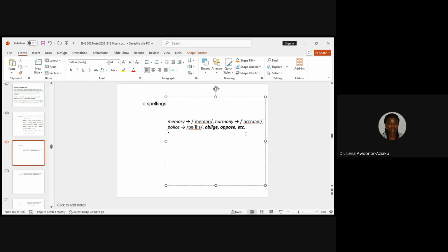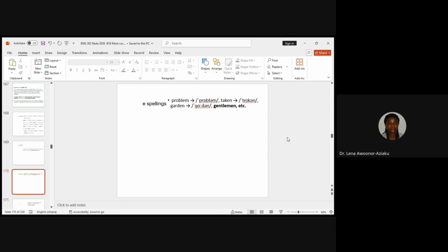Then harmony. And then we have police. Now this schwa will go. So it's a police. That's why we say policeman. So if you hear policeman, then the schwa is deleted because it is unstressed. Once it is unstressed, no attention is given to it, and so people tend to delete it. Then we have oblige. Oblige, oppose. You are opposing me.